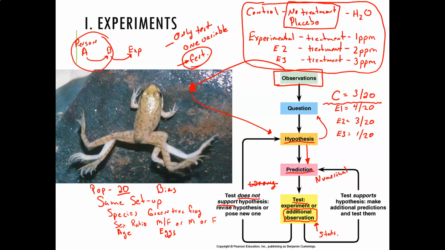But now we get a better understanding. So this whole concept right here is always going to be changing back and forth, and that's important to understand. Okay? Anyways, getting back to my frog experiment here. If your test does not support the hypothesis, what do you need to do? You need to come up with a whole new one.